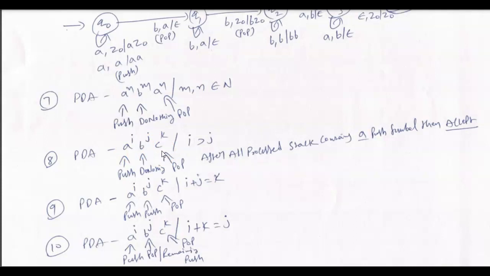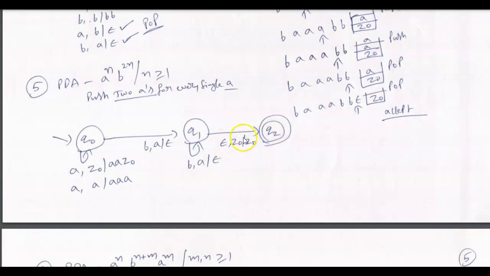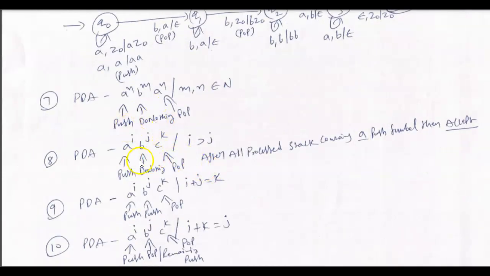After popping every C, if the stack still contains A, that means it is accepted. That means here, generally we have final state acceptance of this type, but this kind of transition won't be there in the corresponding PDA over here. You have to remember that.